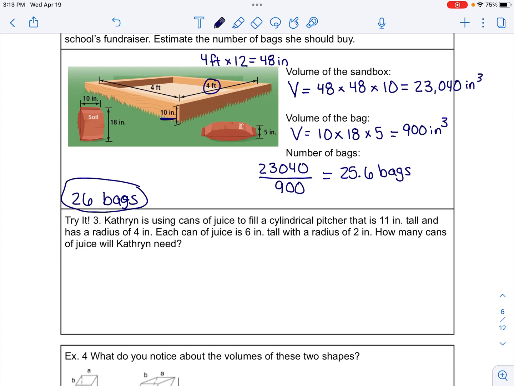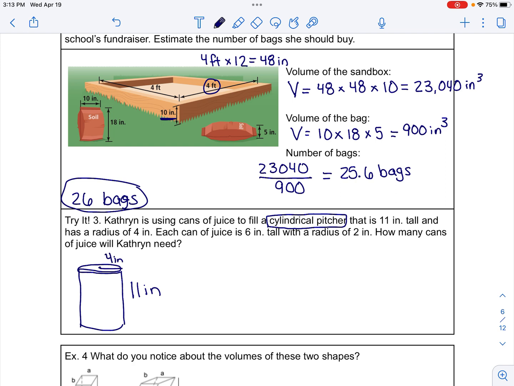All right, same idea, only this one we're going to be talking about a cylinder. This one says, Catherine is using cans of juice to fill a cylindrical pitcher. So we have a cylinder now instead of a prism. Your cylinder is 11 inches tall and it has a radius of 4. So our big cylinder is 11 inches, which isn't really very big, and a radius of 4.